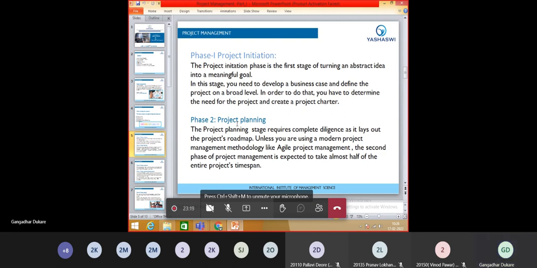Now I will go towards our next step, that is project planning. What is meant by project planning? The project planning stage requires complete diligence, as it lays out the project roadmap, unless you are using a modern project management methodology like agile project management. The second phase of project management is expected to take almost half of the entire project time span. What is meant by agile project management? Agile project management is with the considerations of the life of that project.